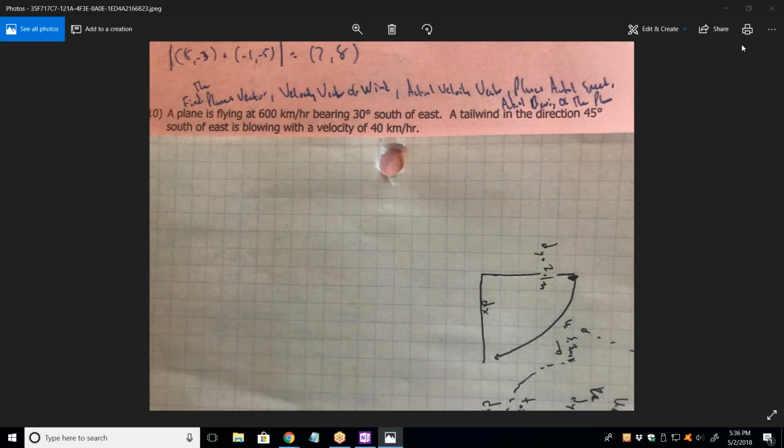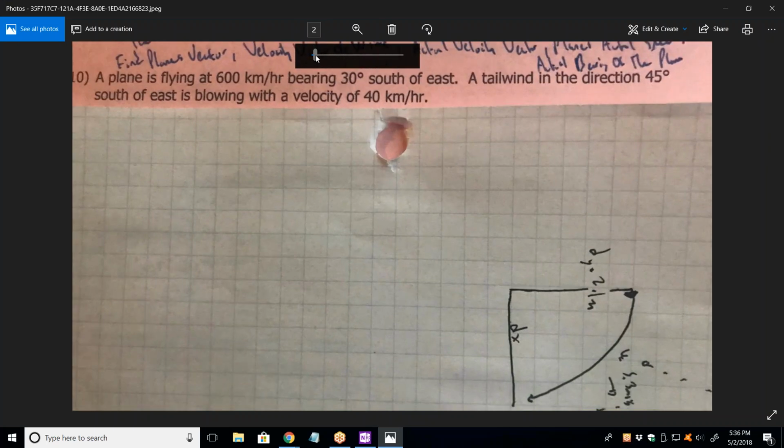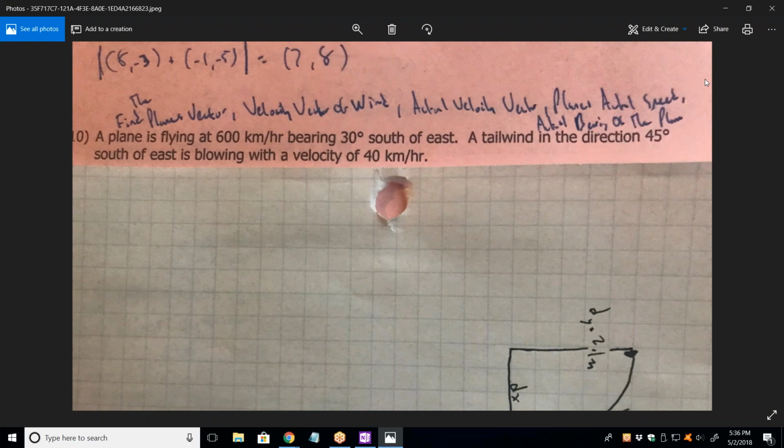Vector velocity of the plane, that's the first one. All right. Vectors. Vectors are tough. First thing to know about vectors is that they have direction and magnitude. That's the difference between a vector and a scalar.